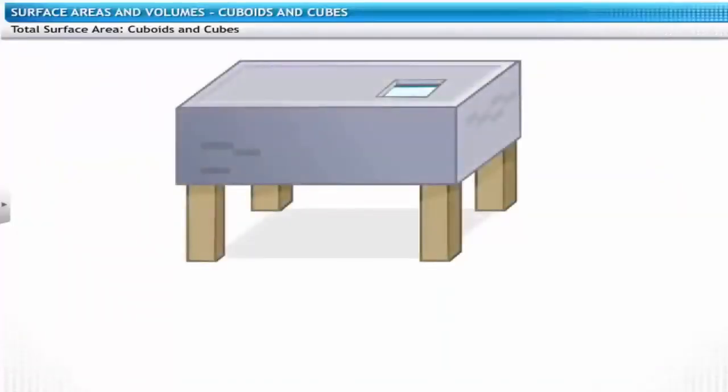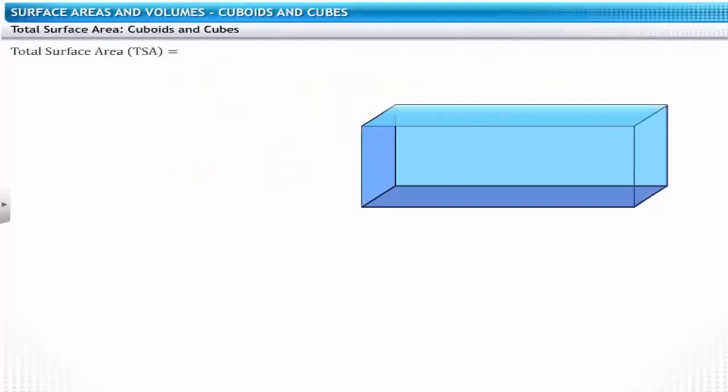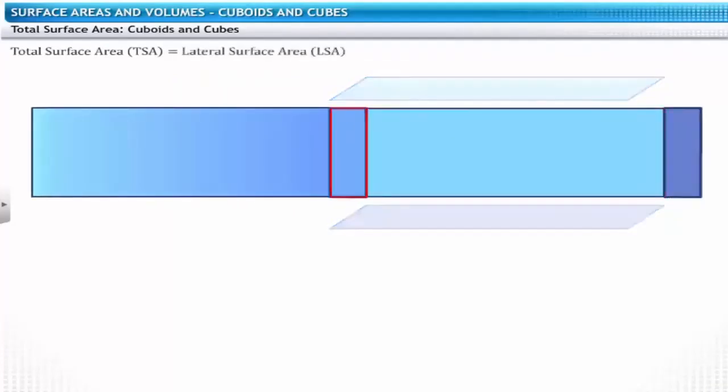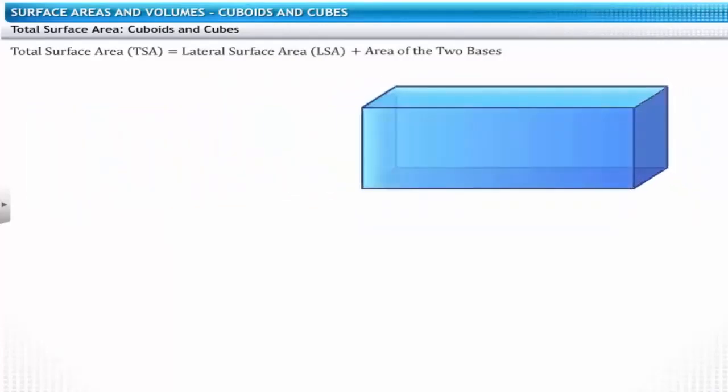Consider a different situation where you have to paint an overhead water tank. In this case, you will need to find the total surface area, or the TSA, of the tank. Please note that the tank is cuboid in shape. The total surface area, or TSA, can be defined as the sum of the lateral surface area, or LSA, and the area of the 2 bases. Please note the areas of the bases are equal, that is, equal to twice the length into breadth.